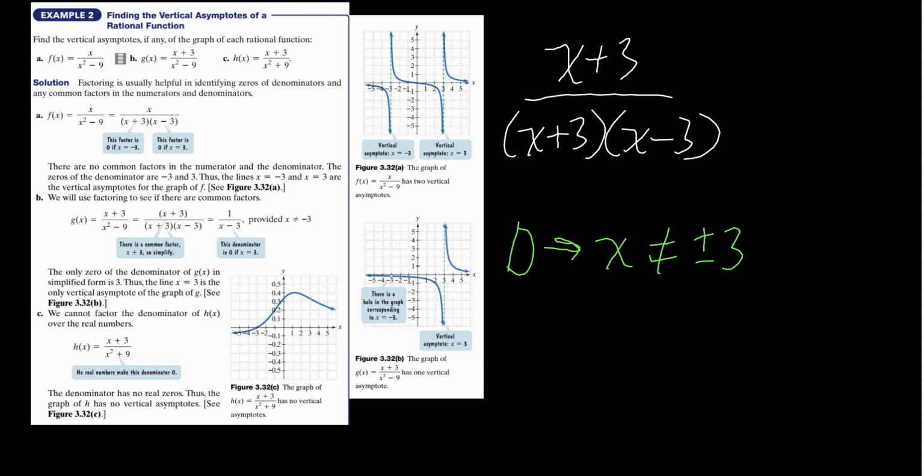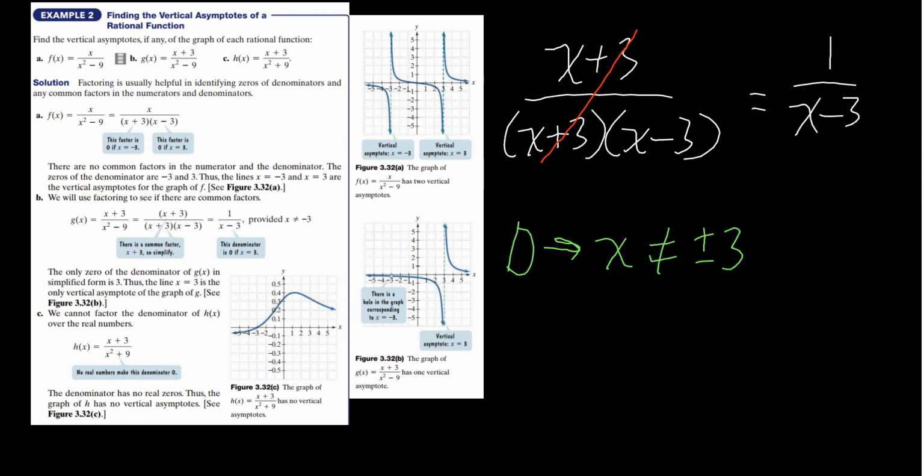Okay, but now when it comes to graphing it, it's a little different. All right, so what we're going to do is look at this particular function and say, okay, well, the x plus 3's cancel, and so this means that my function is now going to be 1 over x minus 3. Okay, and that is the graph that we're going to be using there.